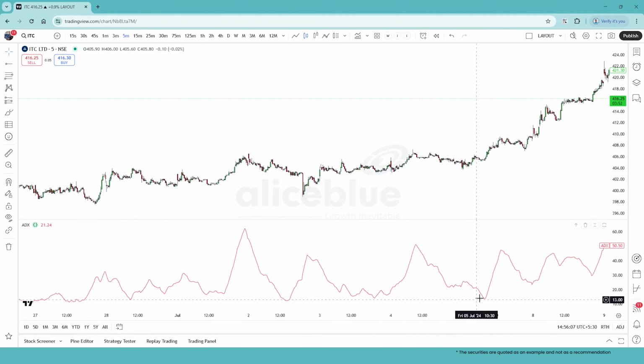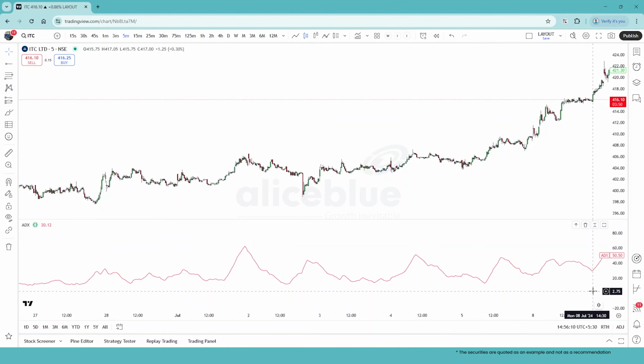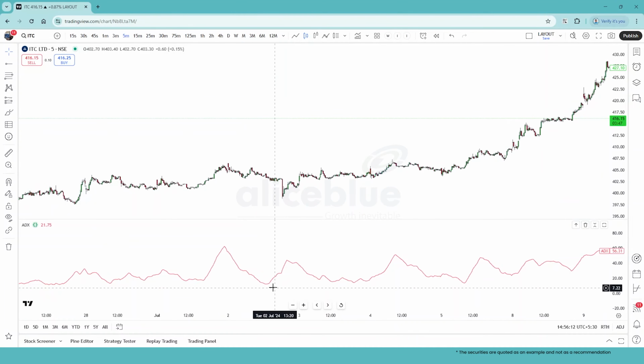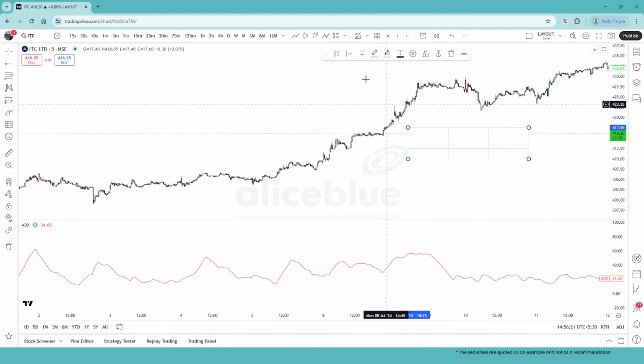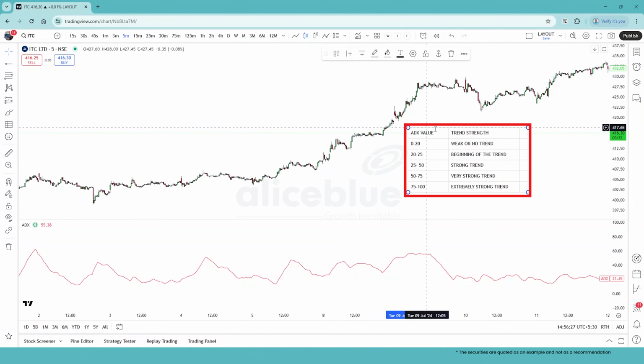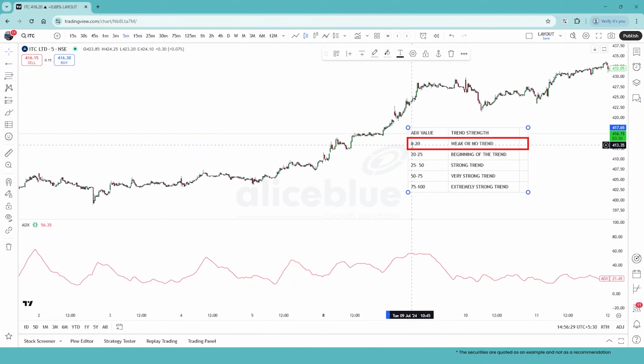So here are some values. The indicator is between 0 to 100 based on the price fluctuation. This oscillator is also oscillating like this. Based on this, we can frame our trend and identify it. So this is our ADX strength indication column. Here you can see the ADX value is between 0 to 20.